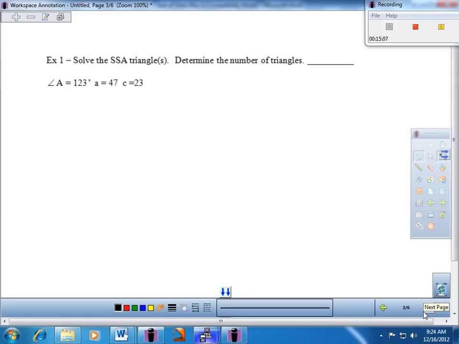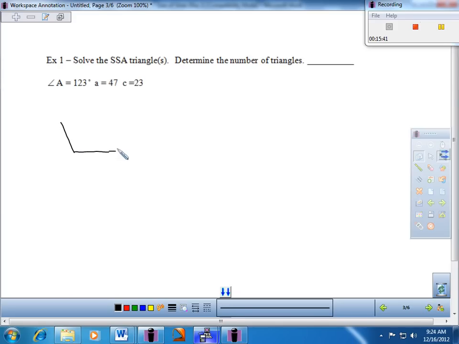It says solve the SSA triangle or triangles. Determine the number of triangles as a result. So here's kind of the premise with this. It says angle A is 123 degrees, little a is 47, and little c is 23. And you can do this a number of ways. It really doesn't matter. I'm seeing an obtuse angle, by the way, that 123 degrees. And so I can't do this definitively.